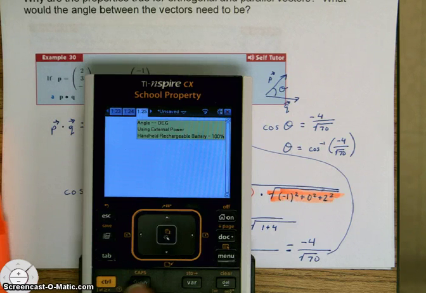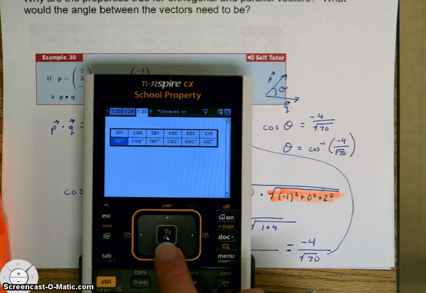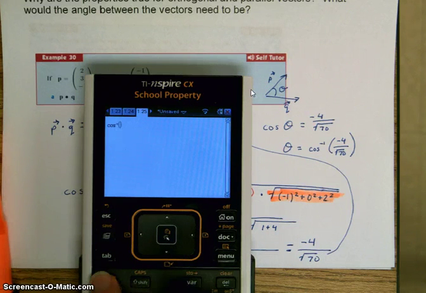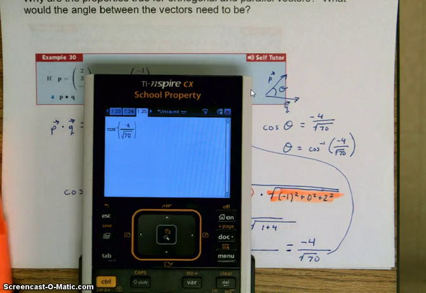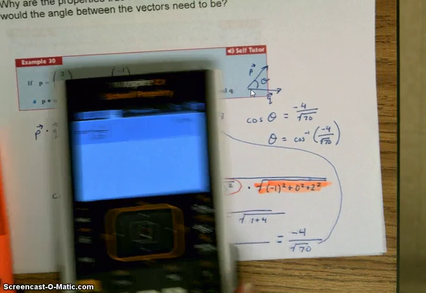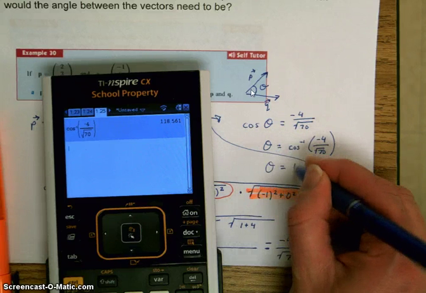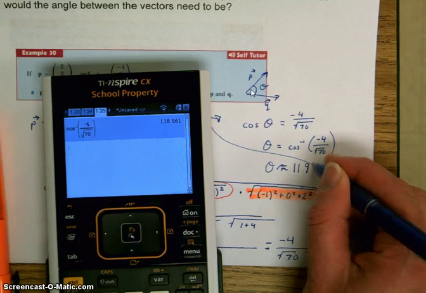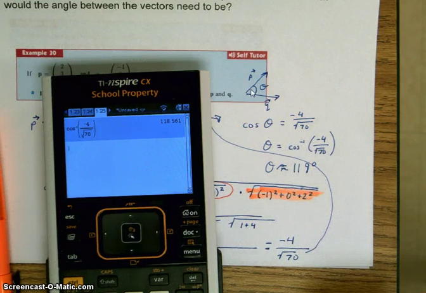Okay, so now we're just going to go to our trig functions, and there's our inverse cosine. Sorry about that. So we have inverse cosine. Click on that. Control divided by, and then we've got negative 4 over square root of 70. Okay, so hit enter. And there we have what that angle would be between them. So it's about 118.. Remember, we only have to show 119 degrees if we only show 3 digits. And so that's how you find the angle between two vectors.